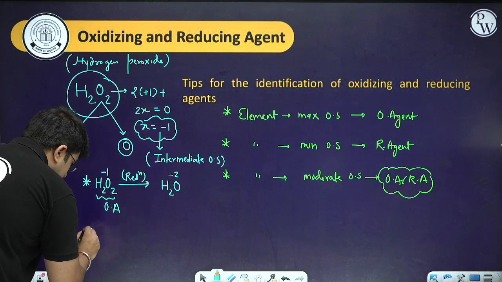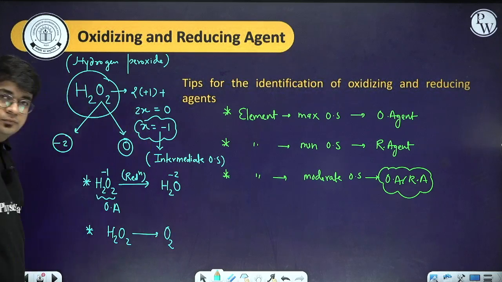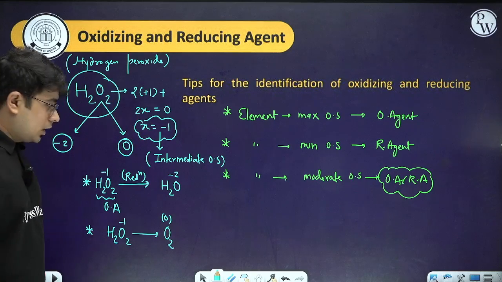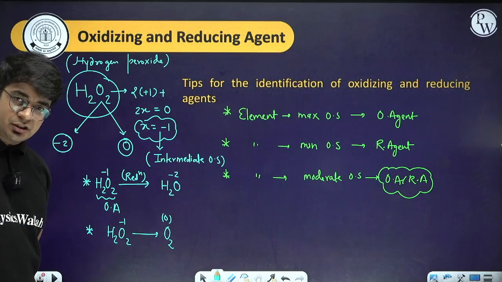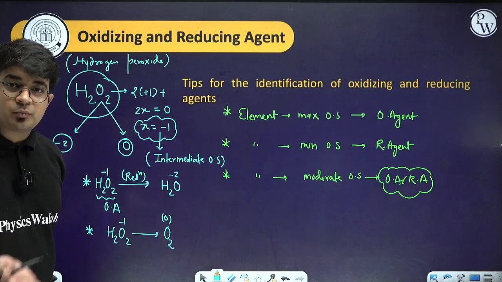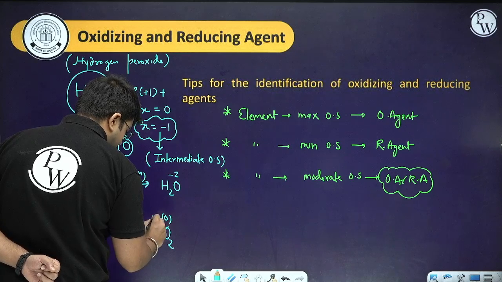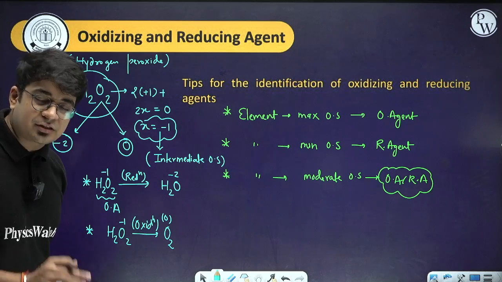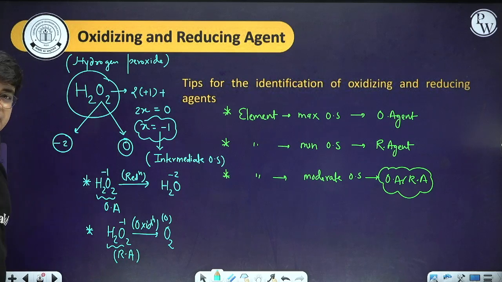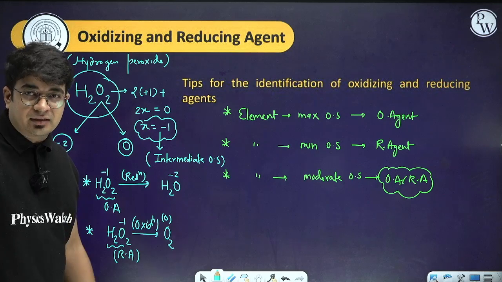Next part: H2O2 converting into O2. O2 is the native state, which means the oxidation state is 0. In this case, it was -1. You can see that -1 converting into 0 means positive charge is increasing. So in that particular case this process is nothing but oxidation. Whenever H2O2 is oxidizing itself, that is the case of a reducing agent. So whenever H2O2 acts as a reducing agent, it generally converts into O2. I hope this entire part is clear. This is the basic trick related to H2O2.